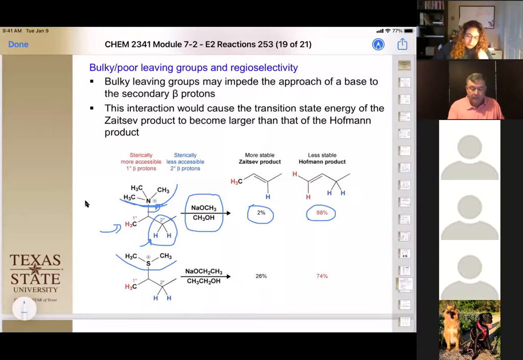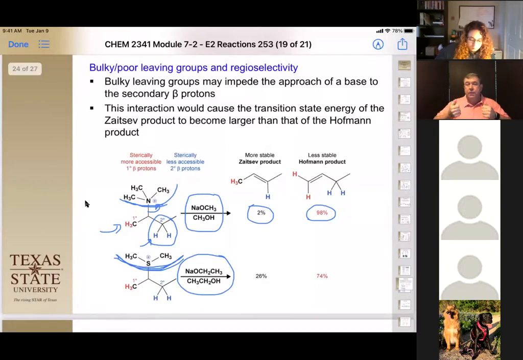And in the case of this right here, this leaves as dimethyl sulfide, a neutral compound, which makes it a good leaving group. It does the same thing. Having a big bulky leaving group switches you more to the Hofmann product, even if you're using a small base. So a large, big leaving group does control the regioselectivity of where your double bond will form. It's going to form the less substituted double bond as your major product.